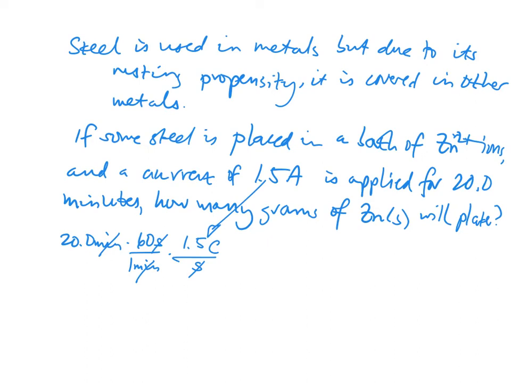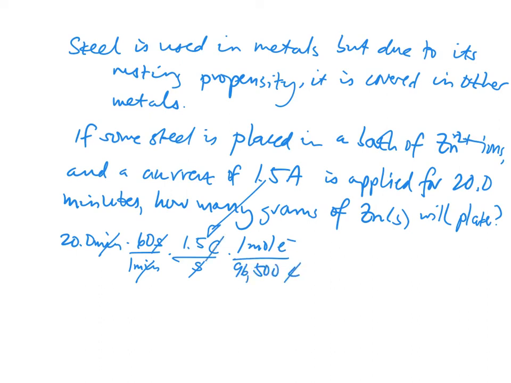So if we do 20 times 60, that's 1200. 1200 times 1.5 is 1800. So 1800 coulombs arrived in the bath over these 20 minutes. Again, that's a lot of charge, but not much compared to moles of electrons. So there aren't many moles of electrons, and we can figure out how many moles of electrons they are because of Faraday's constant.